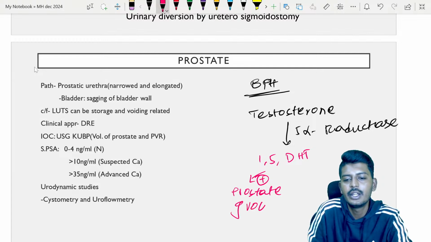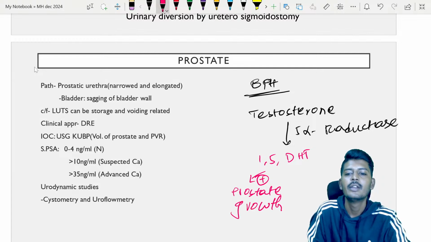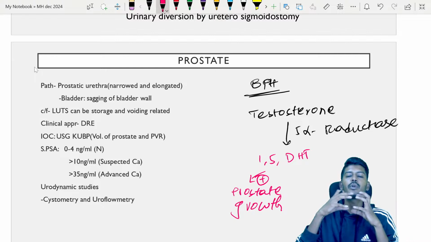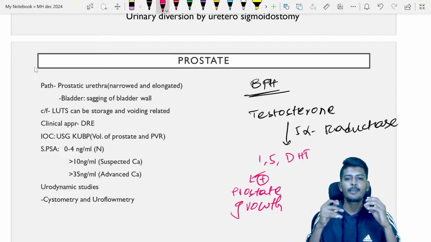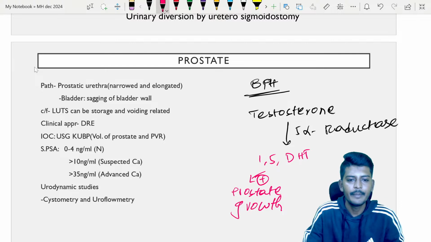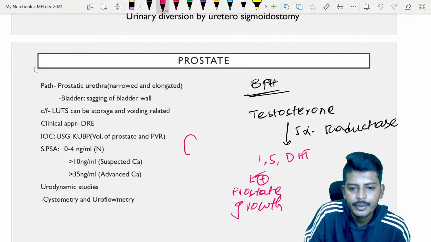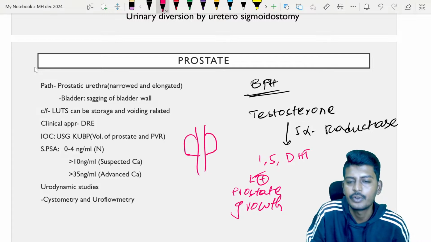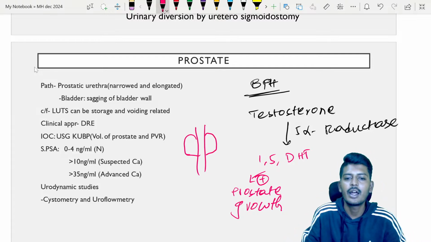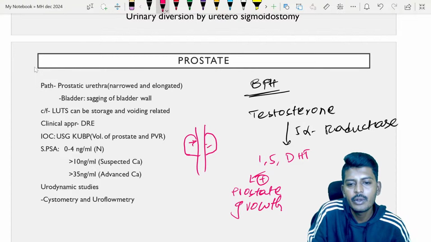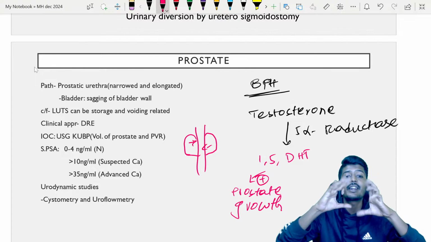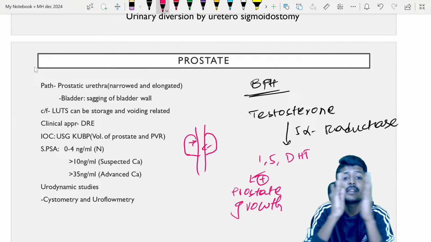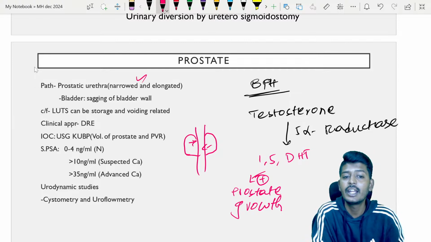So that is how it is leading to benign prostatic hyperplasia. When prostate growth occurs, the prostate will become enlarged. Understand, this is the prostate, and this is the urethra. What structure is there surrounding the urethra? The prostate. Once the prostate enlarges, it will start to put pressure on the urethra. So the prostate will stretch and compress the urethra, leading to a narrow and elongated urethra.